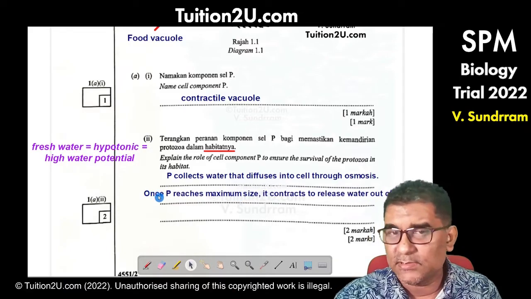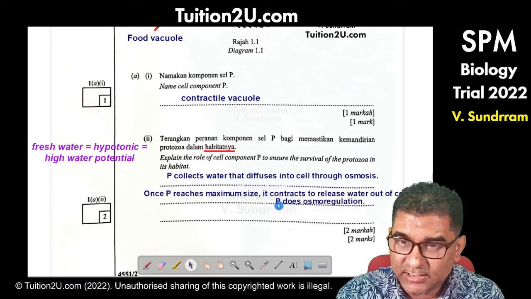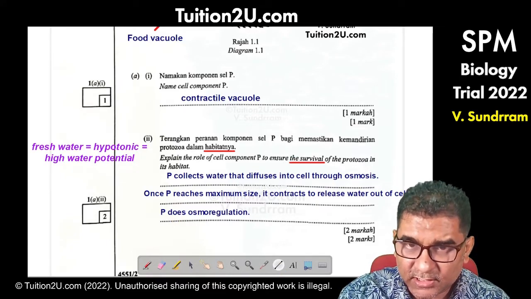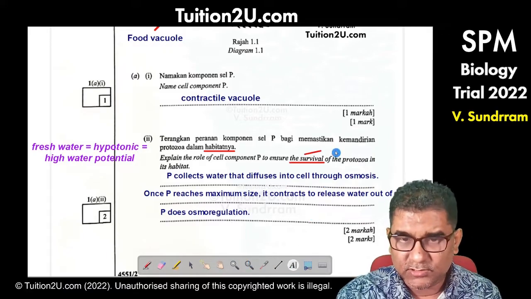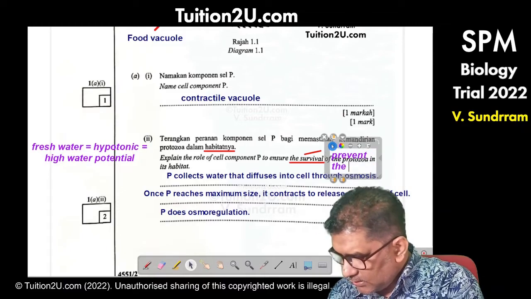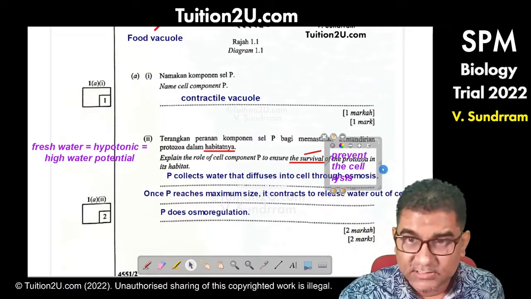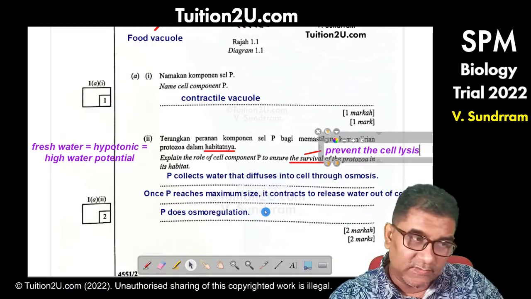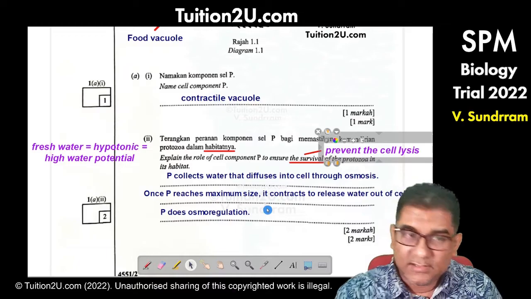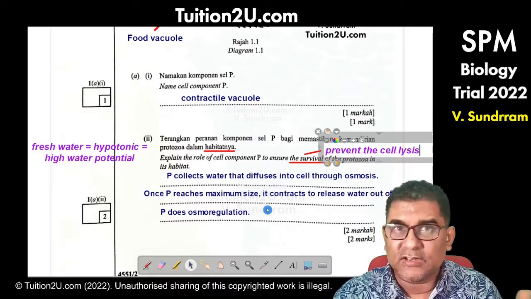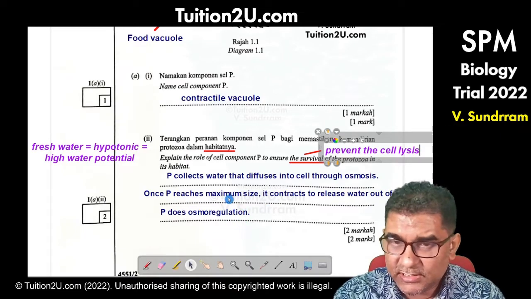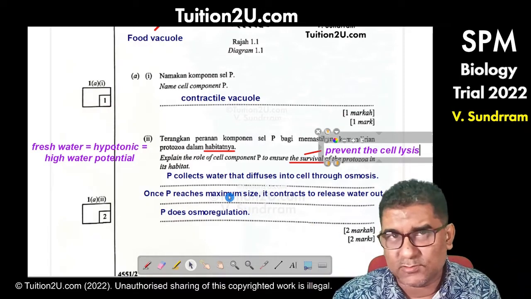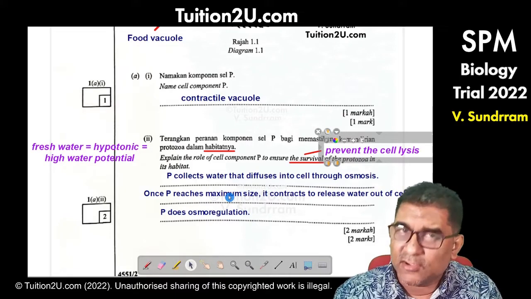So once P reaches maximum size, it contracts to release the water out of the cell, and the process is osmoregulation. Here they write for survival of the organism. In terms of the survival of the organism, what you need to know is prevent the cell lysis. It is not mentioned in the textbook, but I'm just informing you that if they don't do the osmoregulation, if they don't collect the water and release it out of the cell, the cell will expand, the cell will burst, the cell will go through lysis. So this question, because it's already mentioned many times, the new syllabus, they can't afford to ask 3 marks, 4 marks, 6 marks question. So they have to make it a compact answer.